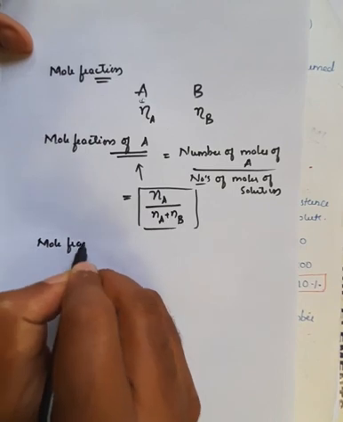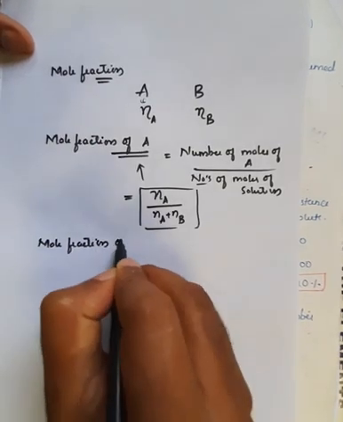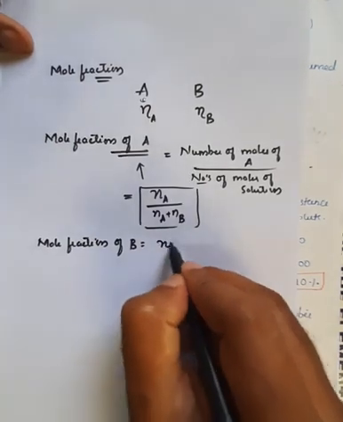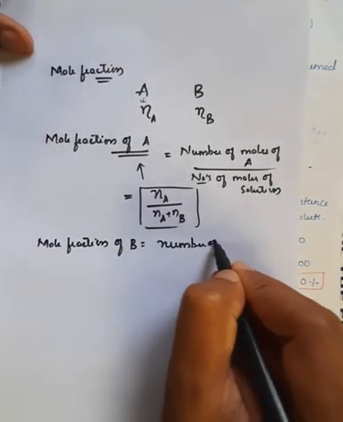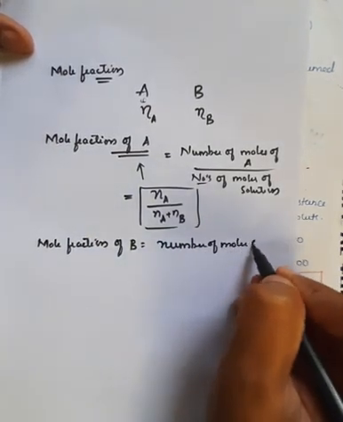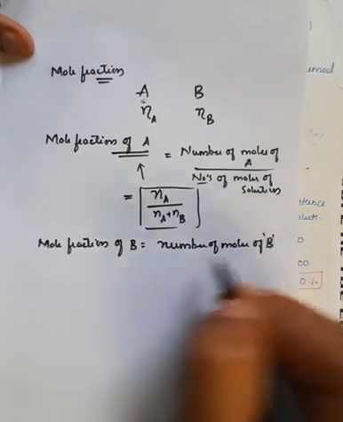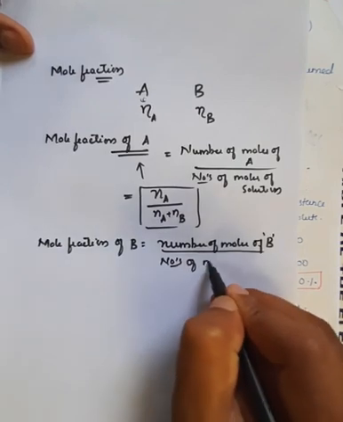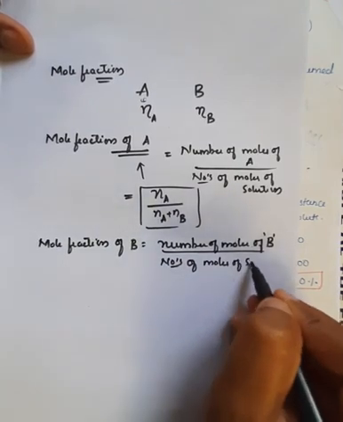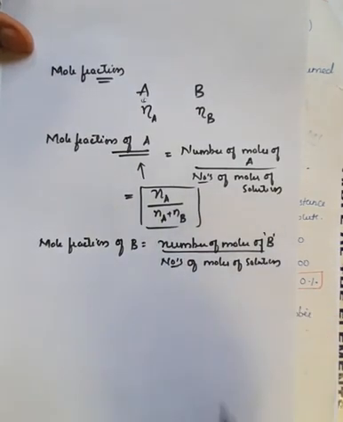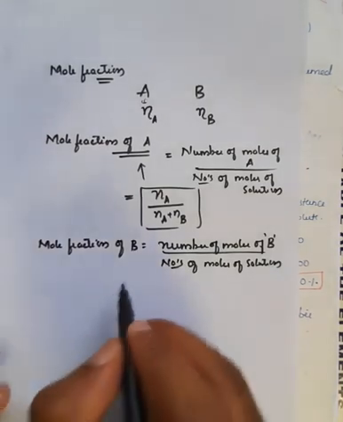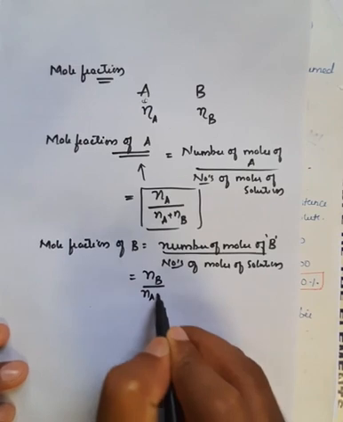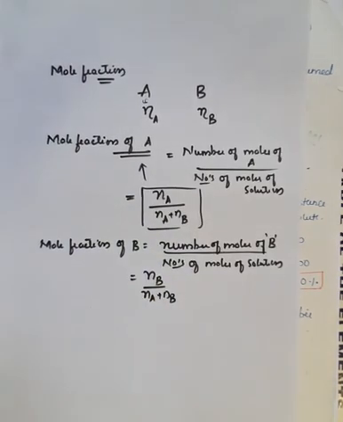Mole fraction of B is equal to number of moles of B divided by number of moles of solution, that is Nb divided by again Na plus Nb. This is all about the mole fraction, right?